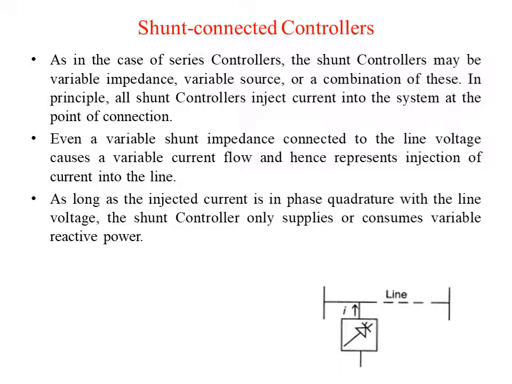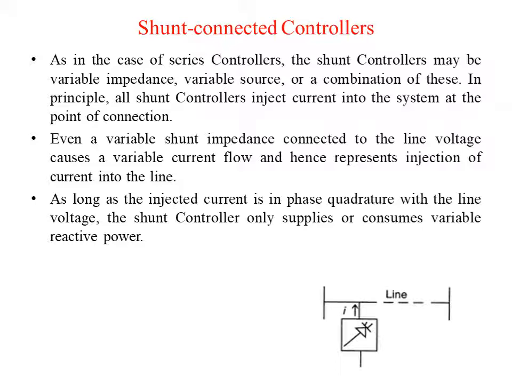As long as the injected current is in phase quadrature with the line voltage, the shunt controller only supplies or consumes variable reactive power. In case of series controller, when voltage and current are in phase quadrature, it only consumes or delivers reactive power. When the line current and voltage are out of phase, it controls the real power. Same is the case with shunt connected controller.